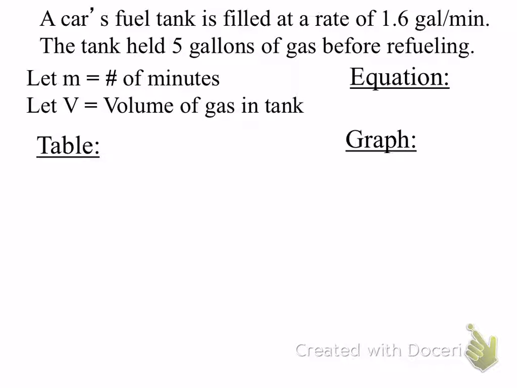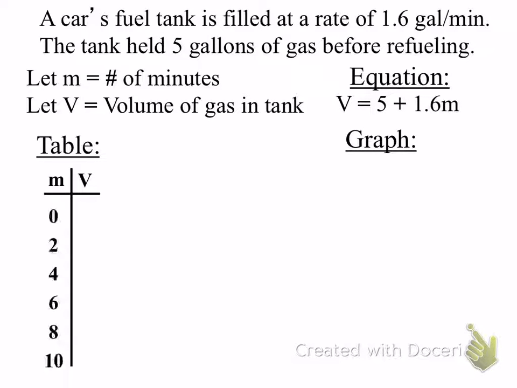The gas depends on the number of minutes. Gas is the depender. So what is that going to be? What is the depender, X or Y? Y. So my volume will be my Y, and my minutes will be my X.